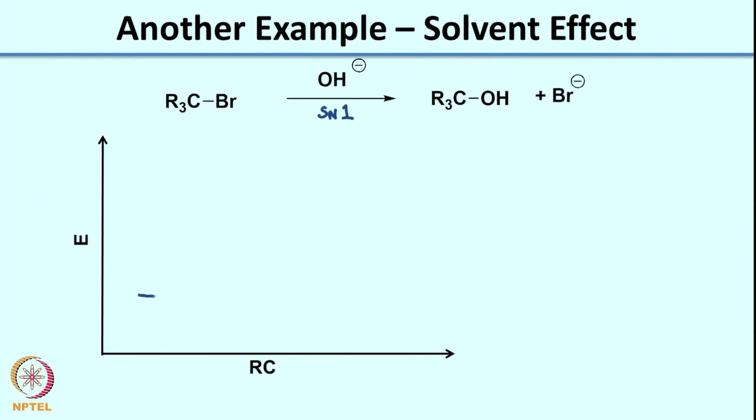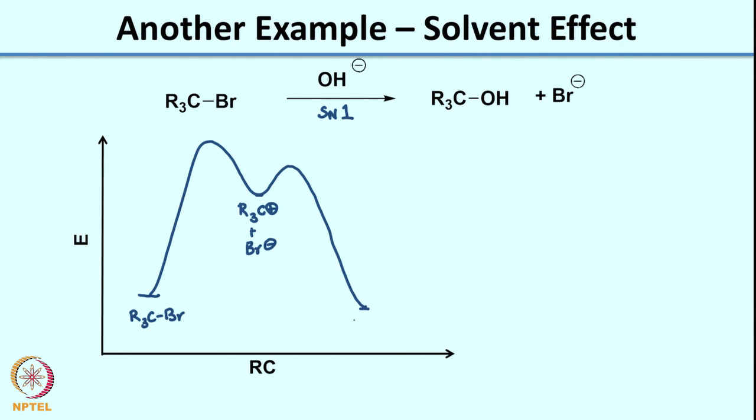So when I write the reaction mechanism, I will have the first step, which is the rate determining step, followed by the second step. So this will be R3CBr, this will be your tertiary carbocation that is generated, plus Br minus, and then you have your product. Now when I increase the solvent polarity, remember your transition state here, so you have the bond breaking here. So the transition state is a lot more stabilized here as compared to your reactant.